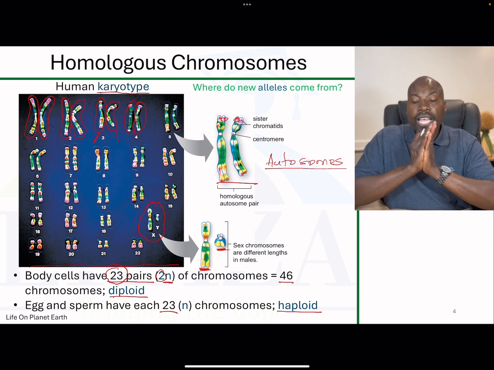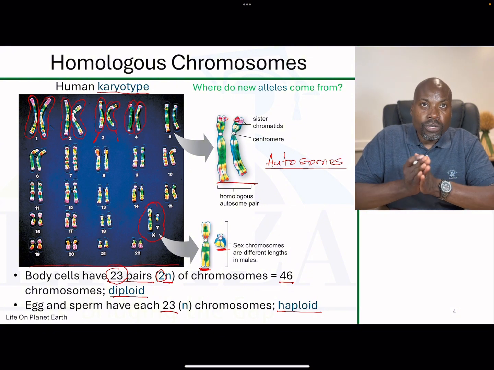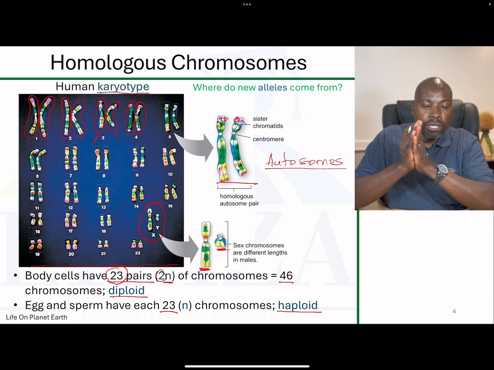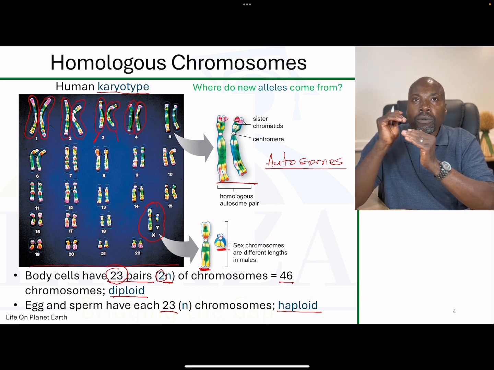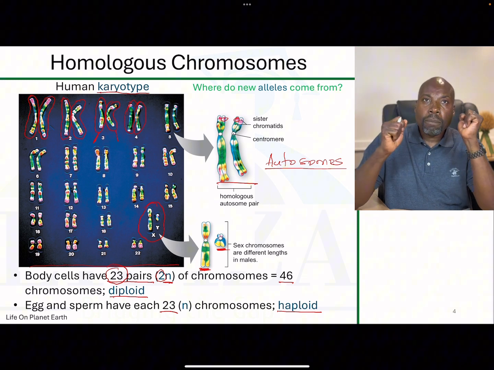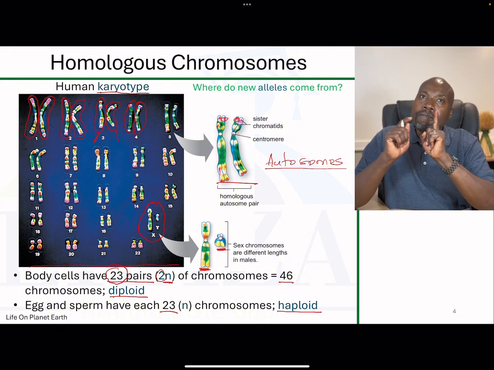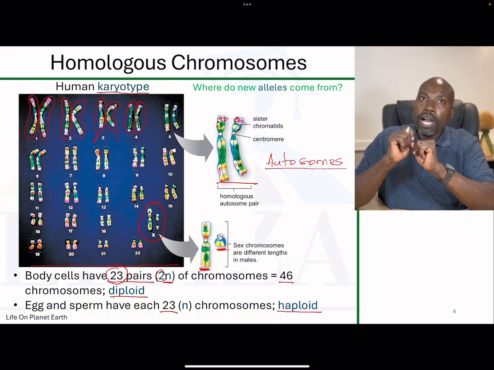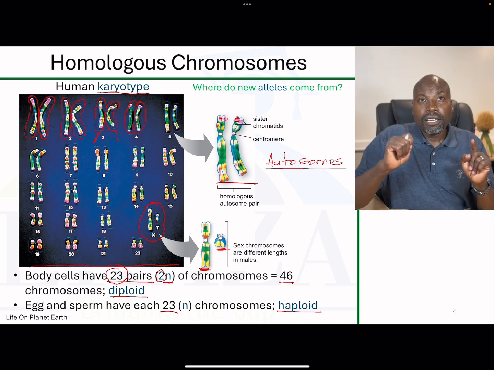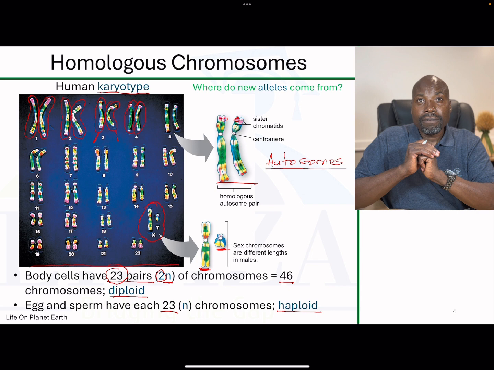Now, I was saying that in homologous chromosomes, you are going to have at the same location the same genes that you receive from dad and that you receive from mom, right? What we notice though is that the version of the gene you receive from mom may be different from the version of the gene you receive from dad, right?